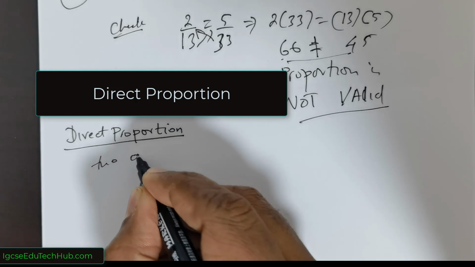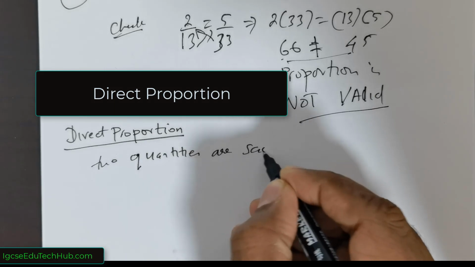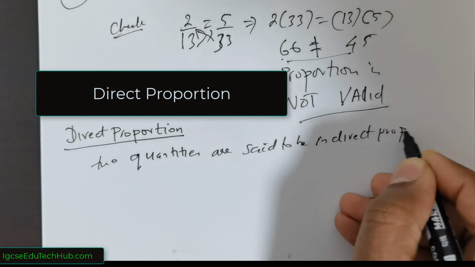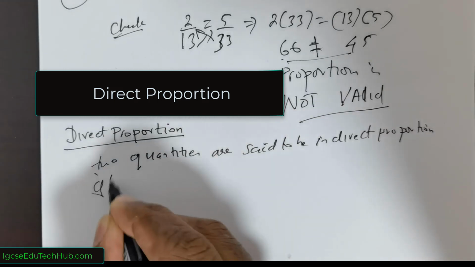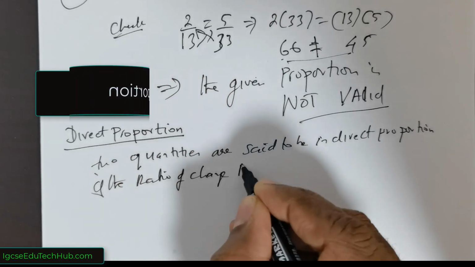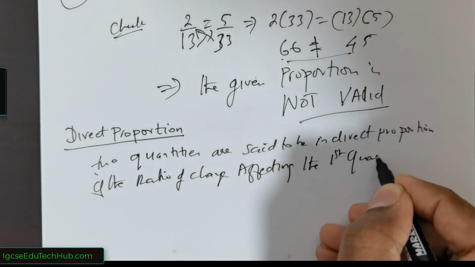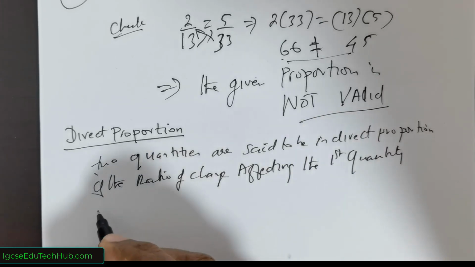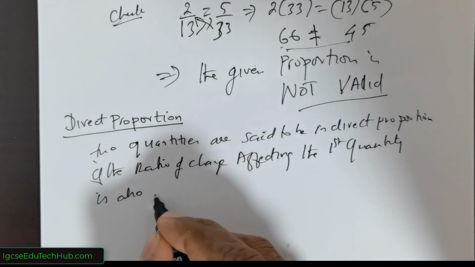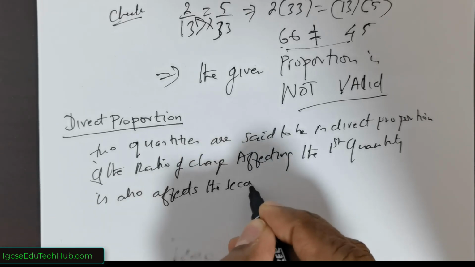Two quantities are said to be in direct proportion if the ratio of change affecting the first quantity also affects the second quantity.